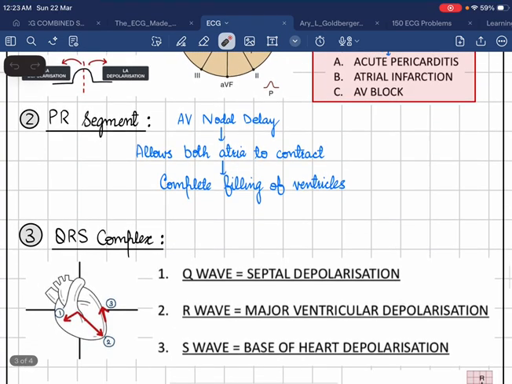Then we have the PR segment, which denotes the AV nodal delay. This is for allowing both the atria to contract, and only then can the ventricles contract after the complete filling has occurred.